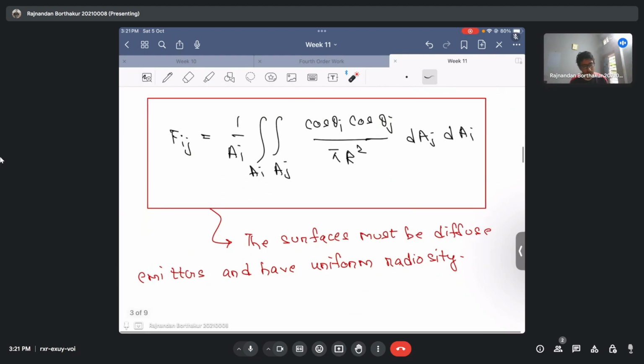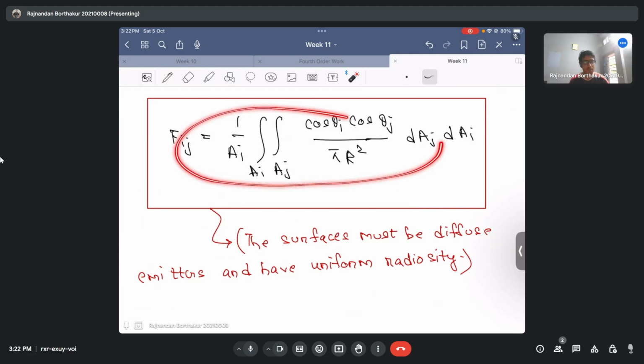And then also, in the derivation itself, you need to assume that your body has a uniform radiosity, which means that the radiosity is not a function of the spatial location within the body. At any point on a surface, it must have an equal radiosity. These are the things you should keep in mind when using this integral form of the view factor.